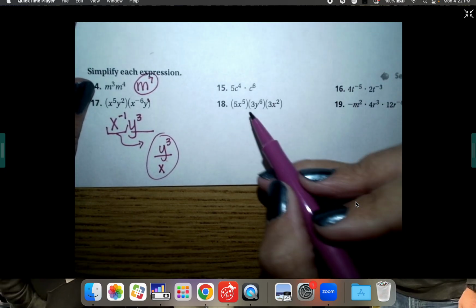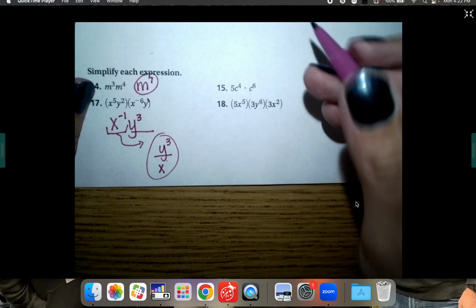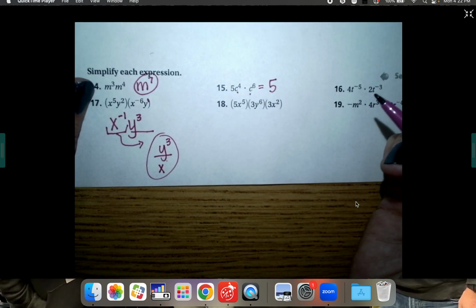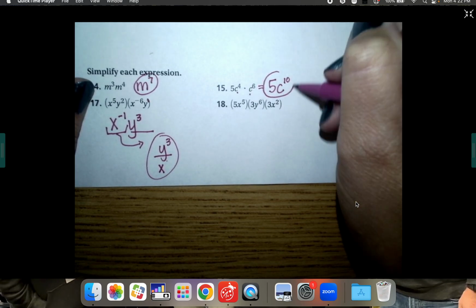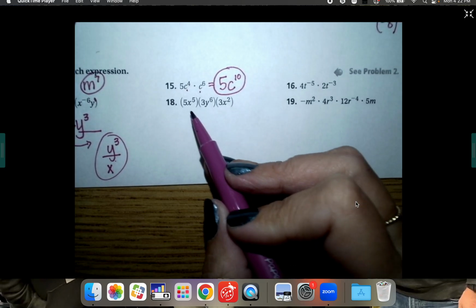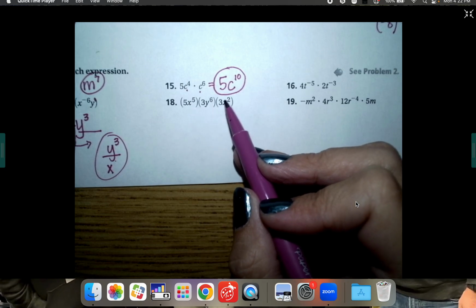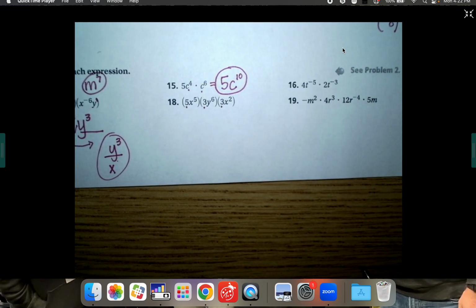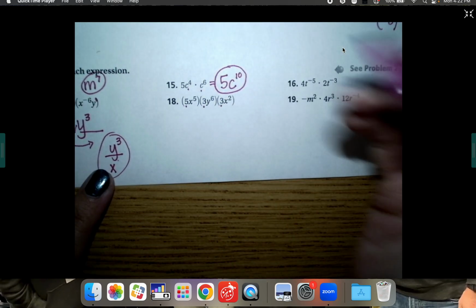Up to 15, the coefficient 5 is going to be multiplied by a hidden invisible 1, or else you can look at it as we're just leaving it 5. The c's are the same base, so we can add their exponents. 4 plus 6 is 10. 5c to the 10th. On the bottom, remember, if the coefficients are all different, you're going to pretend like you don't see the x to the 5th or the y to the 6th or the x squared for a minute. We're just going to look at the coefficients first and multiply those. So 5 times 3 times 3 is 45.